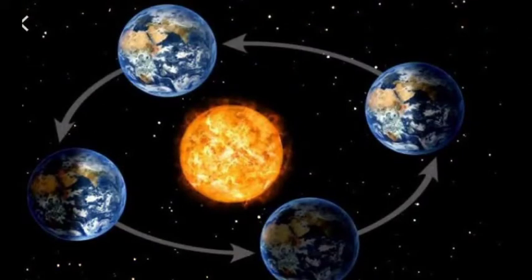365 1/4 days is the time taken for... The answer is G. One revolution of the earth around the sun. Say once again. 365 1/4 days is the time taken for one revolution of the earth around the sun.